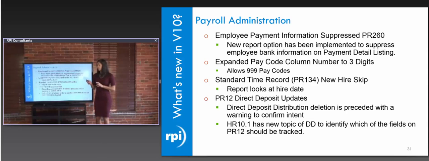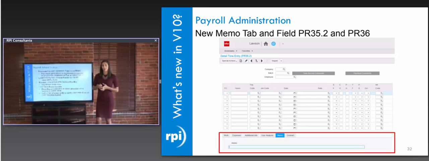A couple of PR12 updates. If you go into an employee's PR12 and you go to delete a direct deposit record there, it's going to give you a warning just to confirm that that was actually your intention, that's actually what you wanted to do. And then on the HR10 data item attributes, there's a new topic for DD that's going to allow you to track history for direct deposit information if you set that up on the HR10.